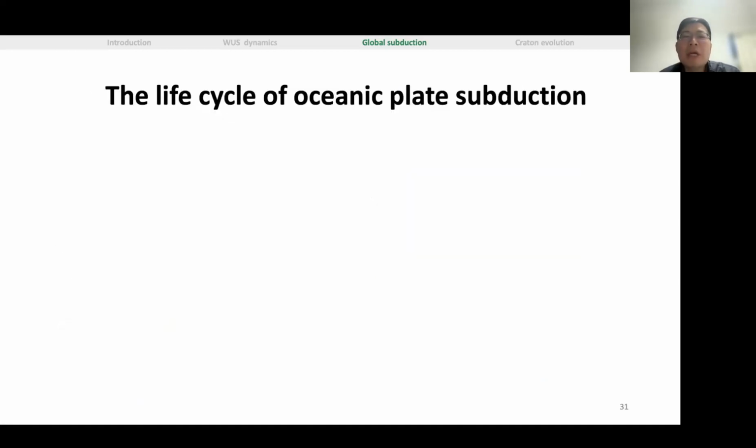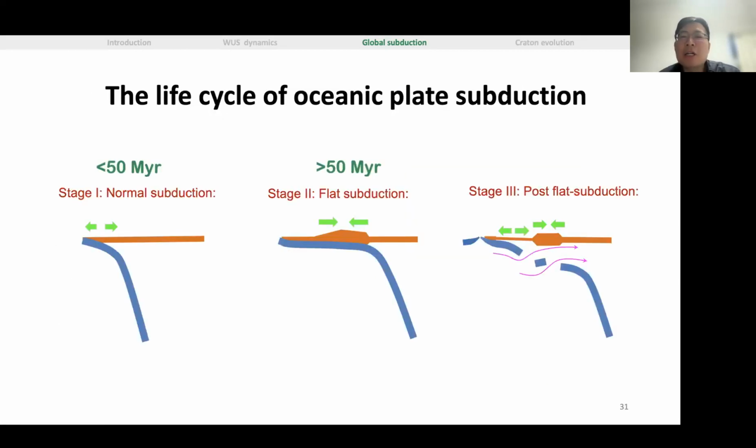So based on this, we kind of propose that the life cycle of a single oceanic plate subduction looks like this. In the early stage, you have relatively steep subduction and upper plate extension, and in the later stage, you start to have flat slab and upper plate compression, and eventually the flat slab will terminate. But the termination of the flat slab is actually an open question. What we found here is that the flat slab will continually move inland, but eventually it will just founder.